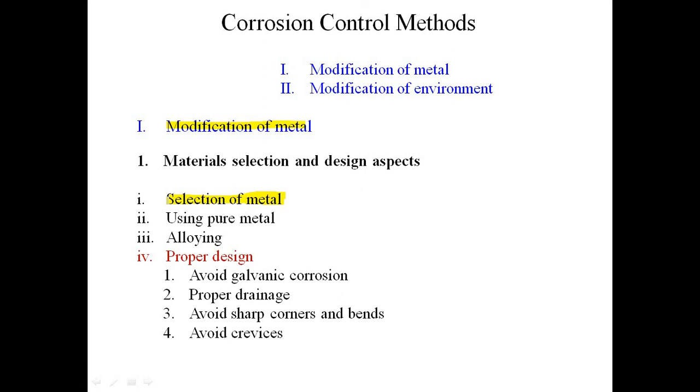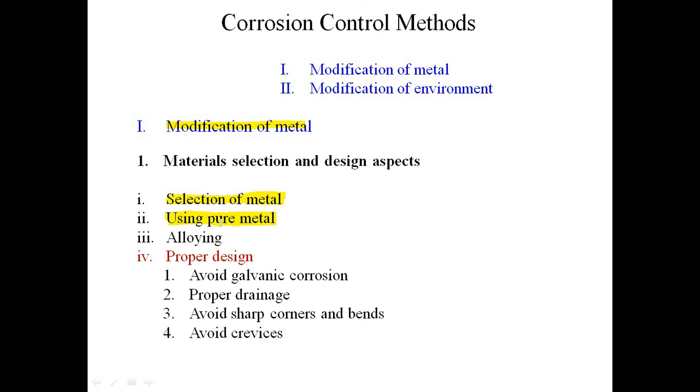The second one is using pure metal. We already discussed this fact under the topic of factors influencing corrosion. The purity of the metal definitely affects the corrosion process. Even a change in purity by 0.01% will increase the corrosion rate by thousands of folds. So it is always better to use highly pure metal.